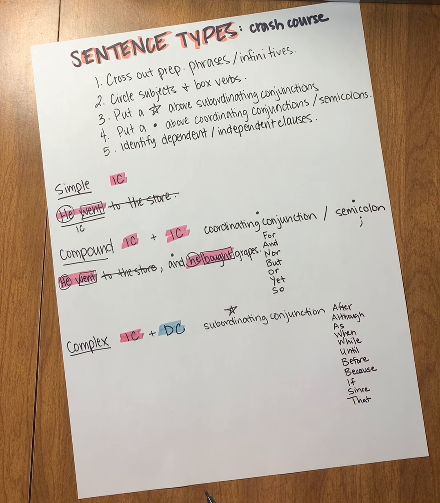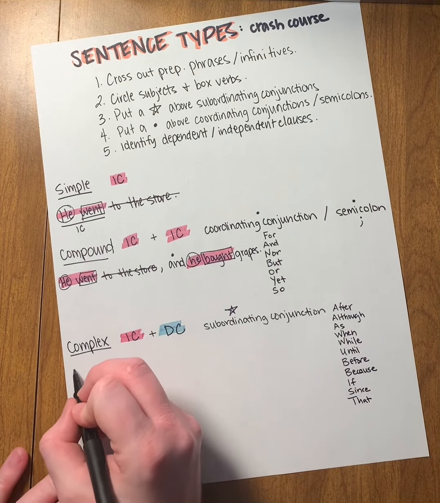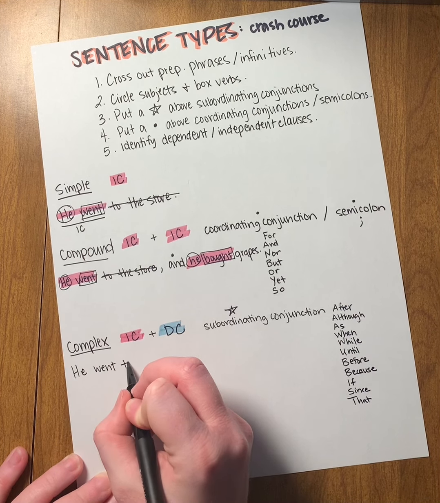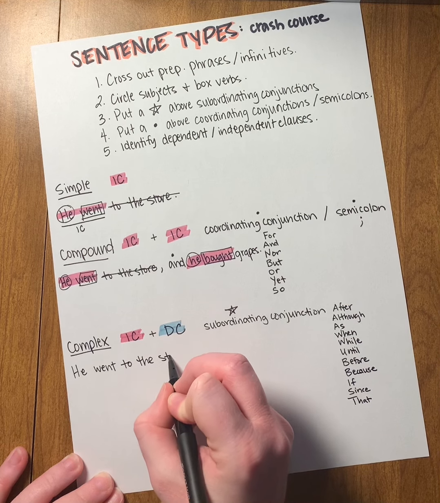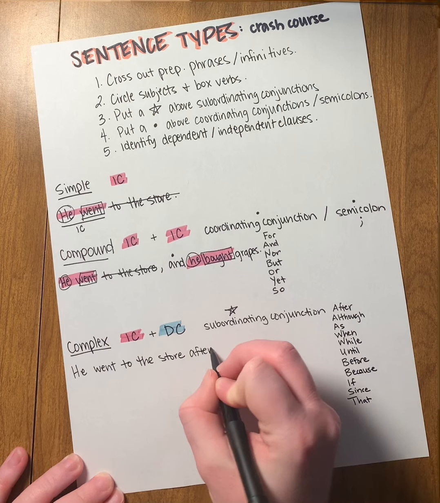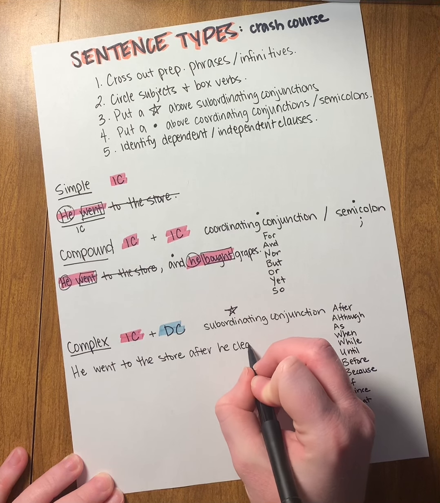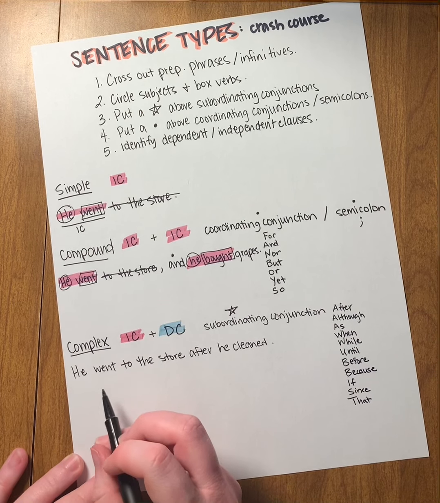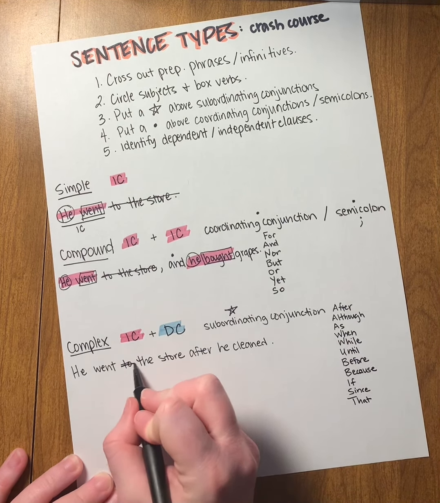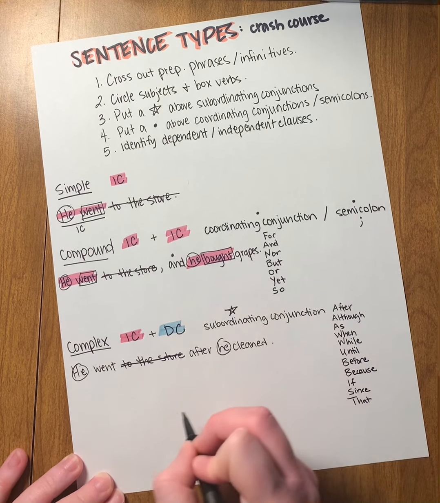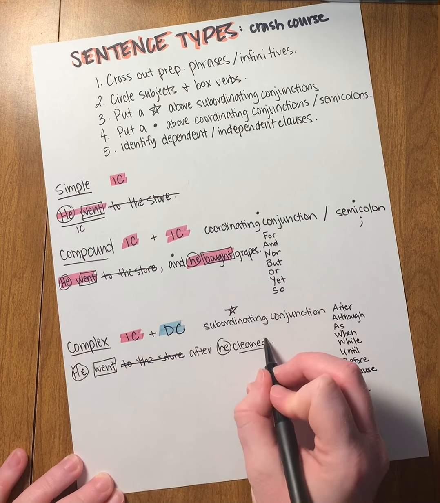Okay, so let's look at an example of a complex sentence. A complex sentence we know has one independent and one dependent. So I'm going to keep my same independent clause. He went to the store. Okay. After he cleaned. Okay, so we see here, I'm going to do my steps, cross out prepositional phrases, to the store, circle subjects, he, and then my verbs would be went and cleaned.